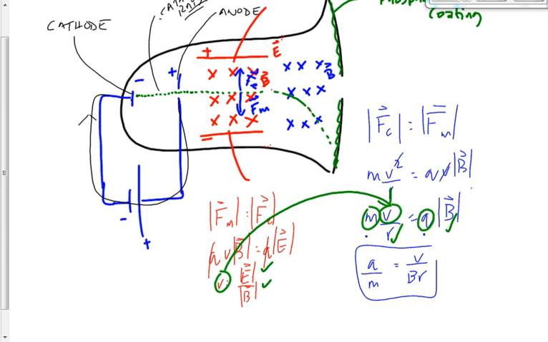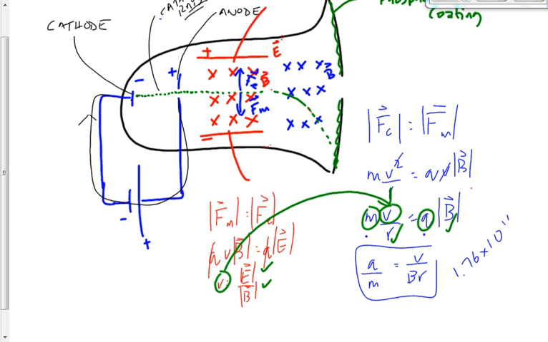I can't remember for sure what that number is. I'd have to double check it, but I'm thinking 1.76 times 10 to the 11. Don't write that number down because I'm not positive about it. Bottom line is, it's a big number. It's a really big number. Okay, a giant number. In fact, bigger than any other charge to mass ratio for any other particle ever observed.